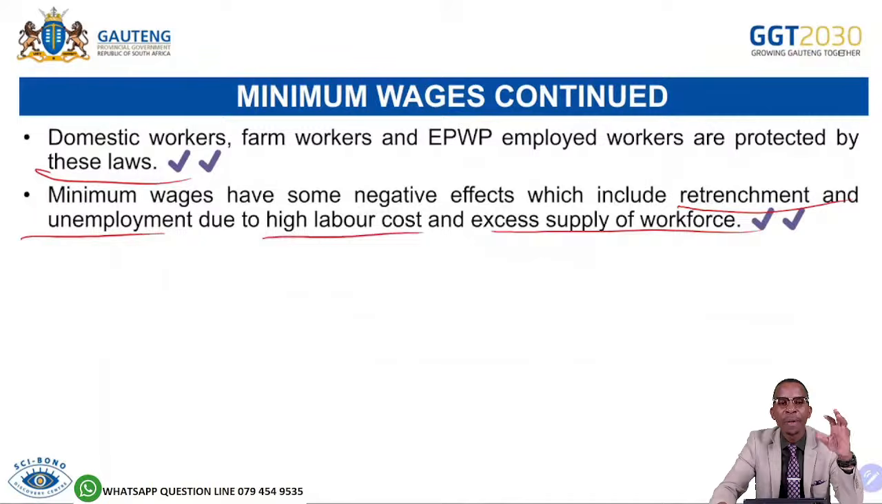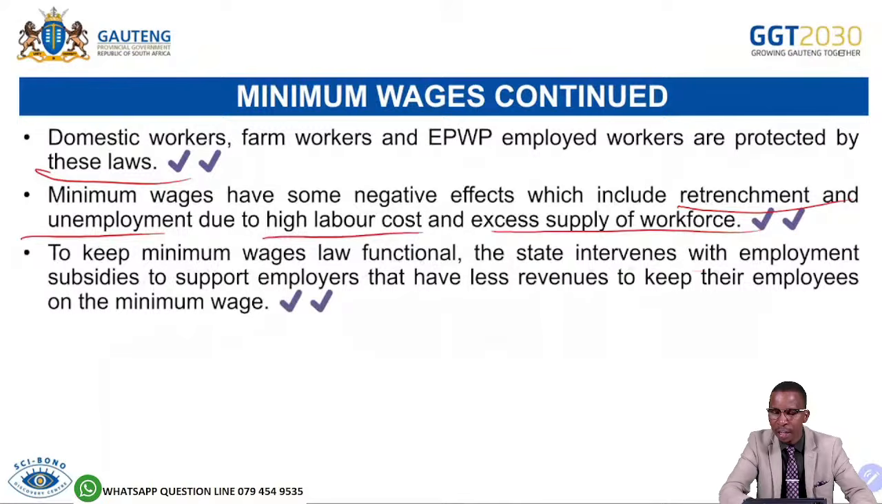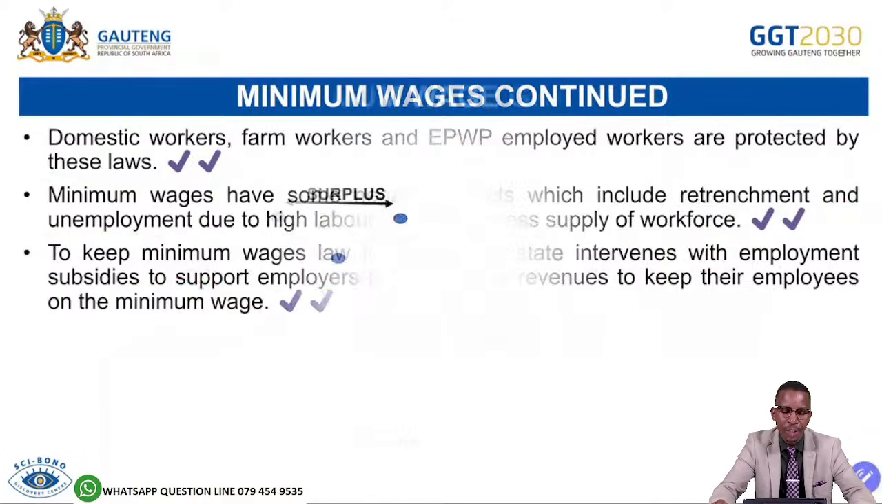How does the government prevent that unemployment or retrenchment from happening? It provides employment subsidies. To keep the minimum wage law functional, the state intervenes with employment subsidies to support employers that have less revenue to keep their employees on the minimum wage.